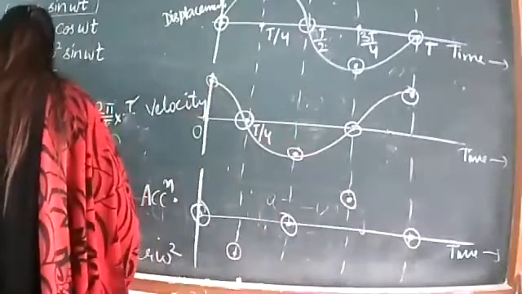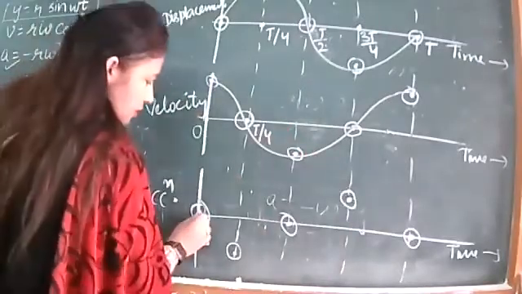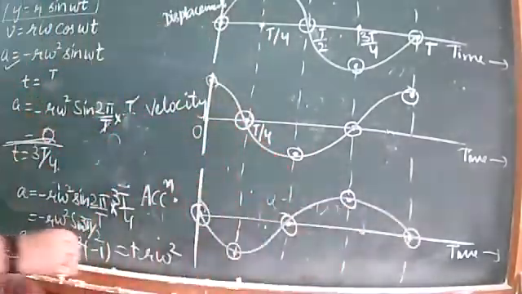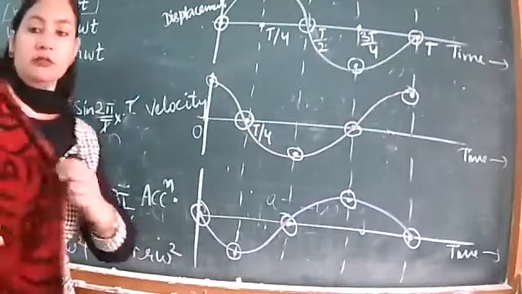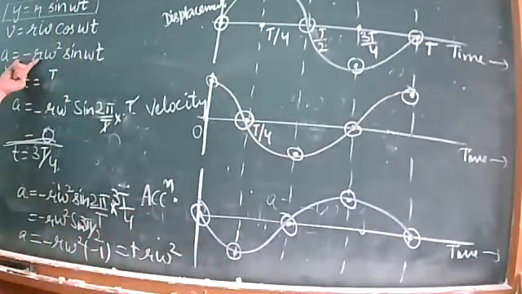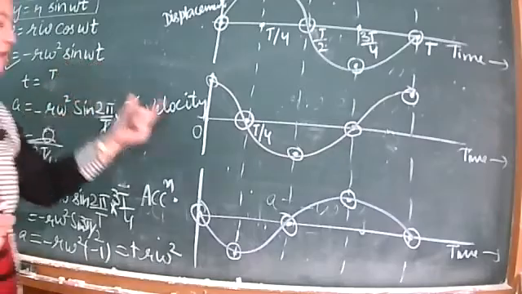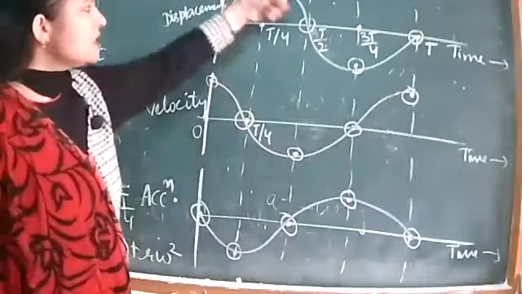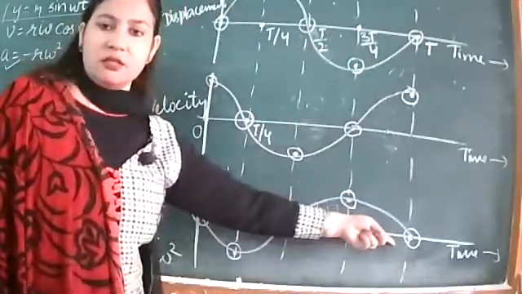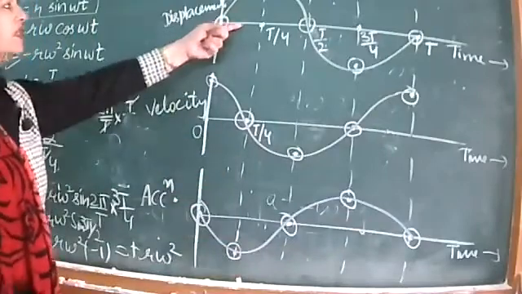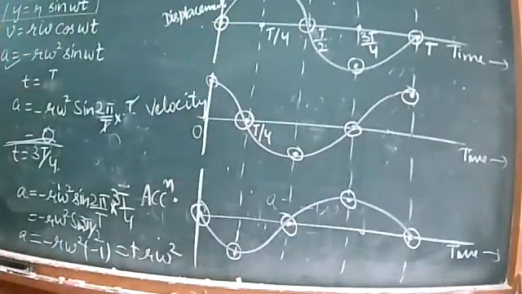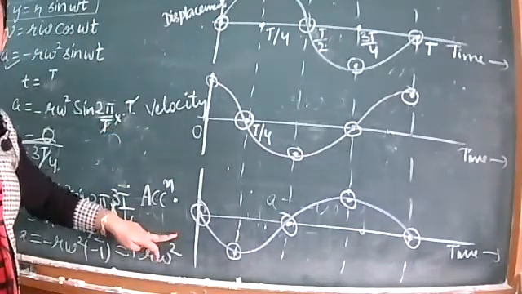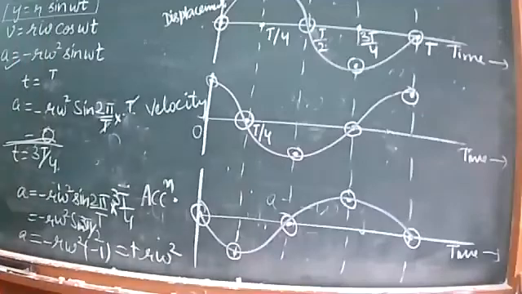So let us join these points. And you will again observe that it is a sine curve, but a negated sine curve. You see, acceleration is minus sine omega t. So we have a sine curve, but inverted. It is the reverse of this. This is just the negative of this positive curve. All right. So this is the graphical representation of displacement, velocity, and acceleration in SHM.